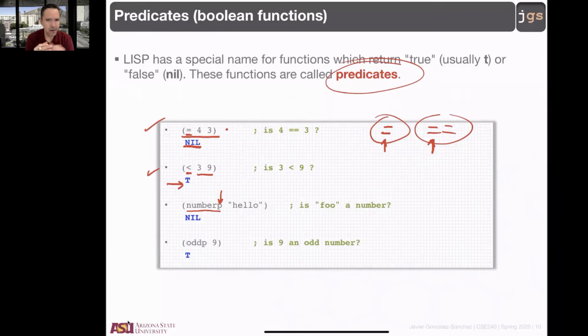T or nil, and the name is numberp, one parameter. The function is going to check the parameter and it's going to tell you true if the parameter is a number. It's going to tell you false, nil, if the parameter is not a number. Numberp, and you are asking if the parameter is a number, yes or no. What do you think about oddp? It's a function. When is it going to return true? When is it going to return false?